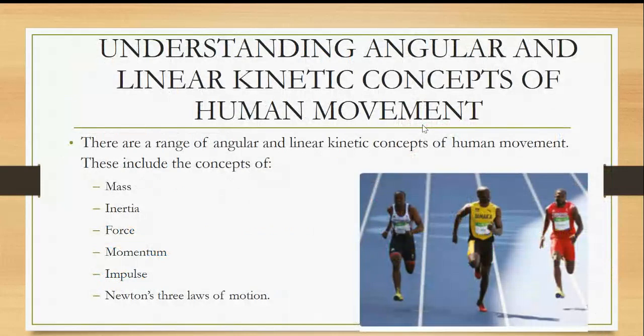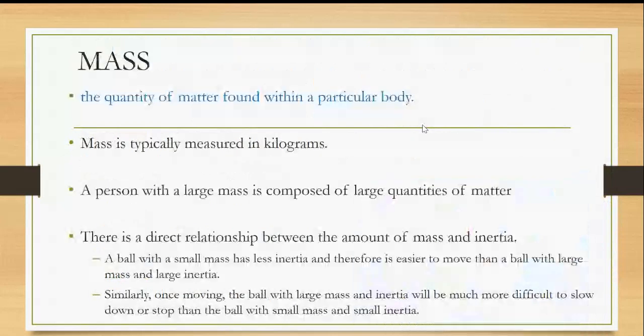So there's again some of the key words that we're going to go through. Newton's 3 laws is on another video, so I won't be going through that one today, but all the others we will. So mass is pretty straightforward. A person with a larger mass is composed of larger quantities of matter. And there's a direct relationship between the amount of mass and an object's inertia.